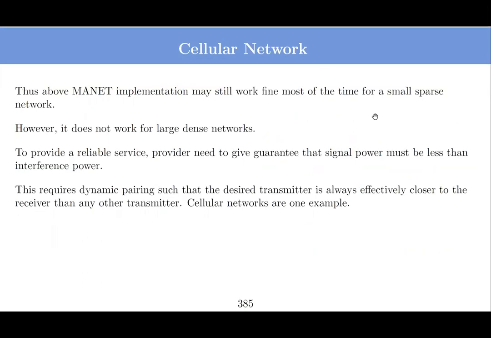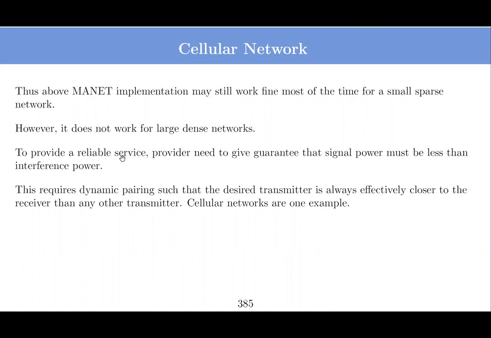Such an implementation works when you have a sparse network, right? When the transmitters are far away, it is very unlikely that you will find another transmitter close by. But as we go to large or dense networks, where there is a high density of transmitters, the probability that you get another transmitter nearby will increase, right?